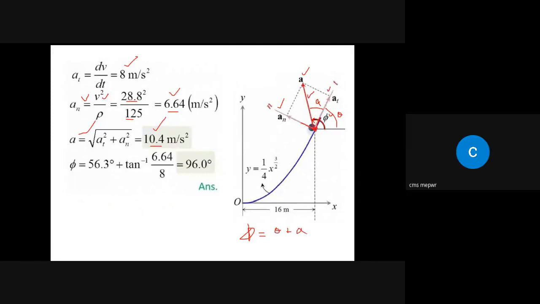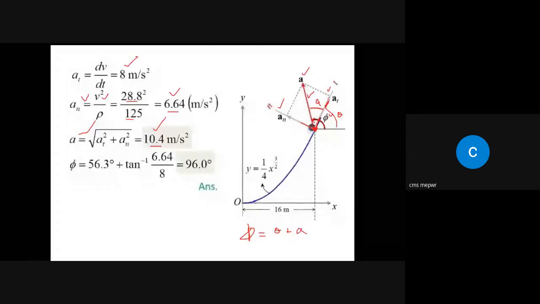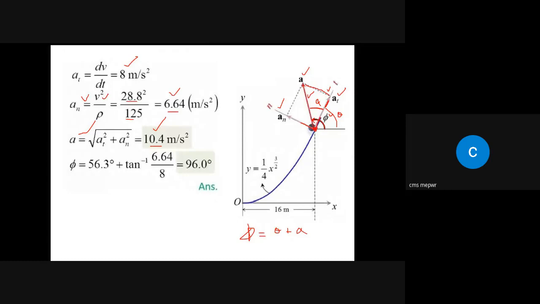Now if you look at this diagram, this angle is alpha. This component is equal to a_t, and this component is equal to a_n. We have a_t and we have a_n, so can I find tangent alpha? Perpendicular divided by base. What is perpendicular? Sir, a_n divided by a_t.